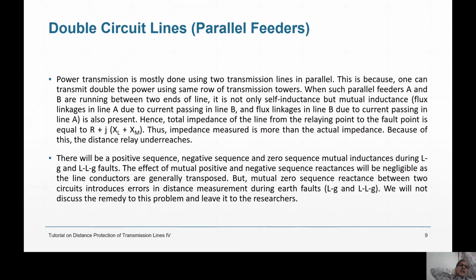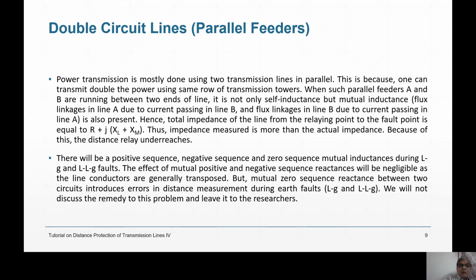The other trouble is the double circuit line. You see, most of the lines are double circuit lines. Double circuit line means parallel feeders. I want to send power from Ahmedabad to Baroda. If I send power by single line, I can send 100 megawatt. If I use a second line, then I can pass 200 megawatt from Ahmedabad to Baroda. I can send double the power. Extra expenditure is that of conductor and insulator, not of tower. Tower is already there. So parallel lines are very common.